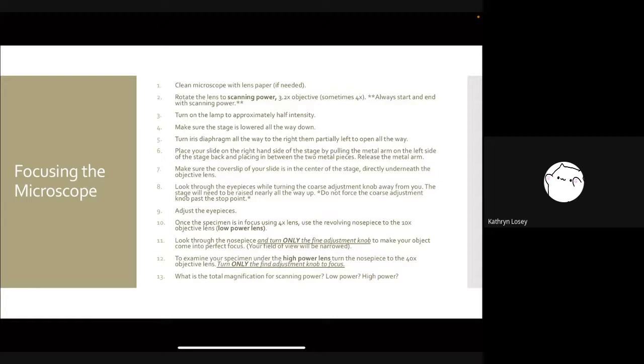Again, what's the total magnification for scanning power, low power, high power? When you're taking the specimen out, you want to go all the way back to scanning power, lower your stage by using the coarse adjustment knob, and then you can take out your slide.